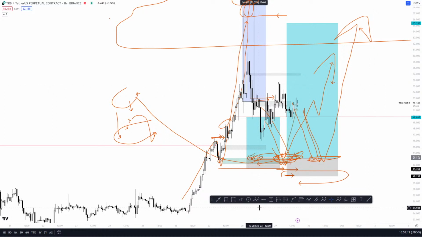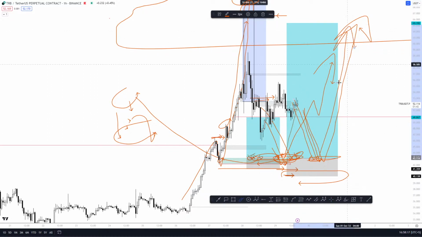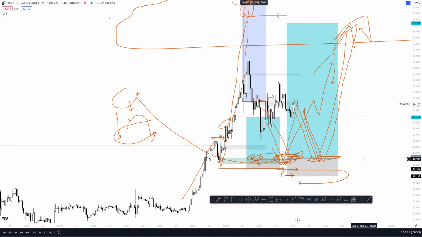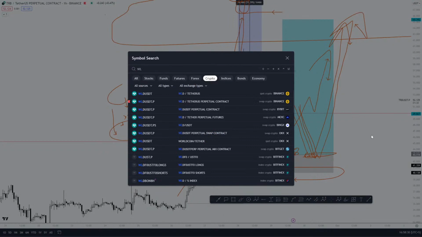Okay, so one side direction, I am still in a long by this direction. If you are in a short on TRB, I will not go for shorts. I will wait for price to reach over here for long. Okay, so yeah, this was TRB, and let me go towards the WLD.